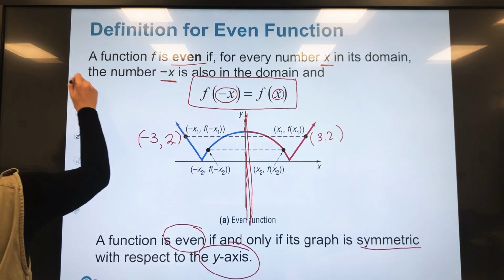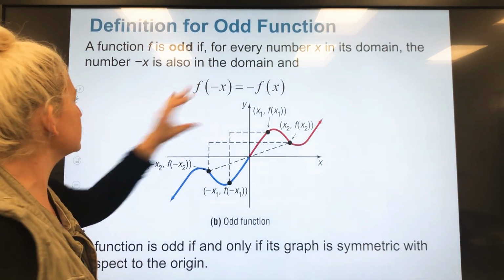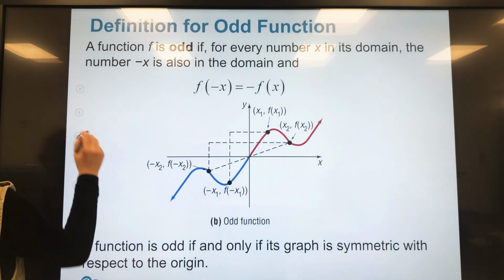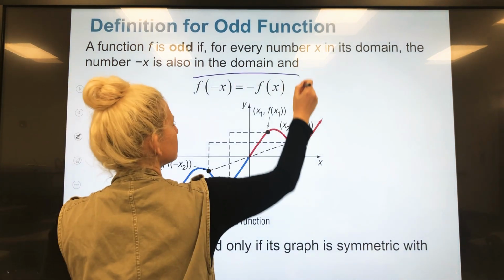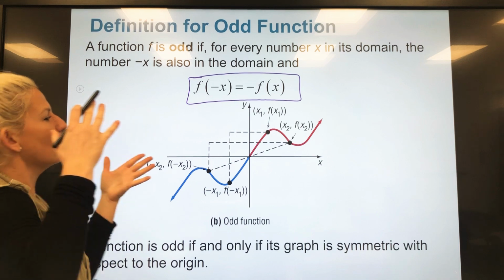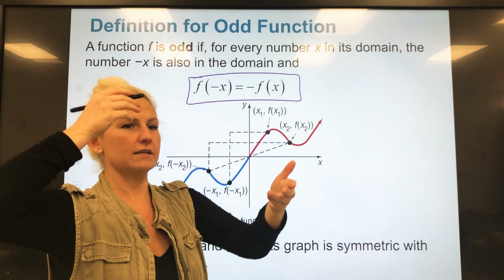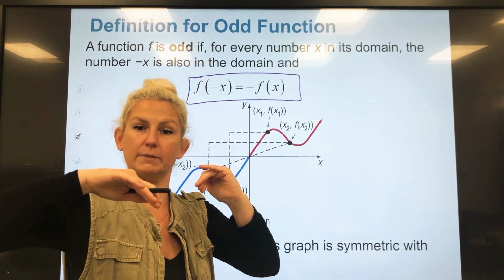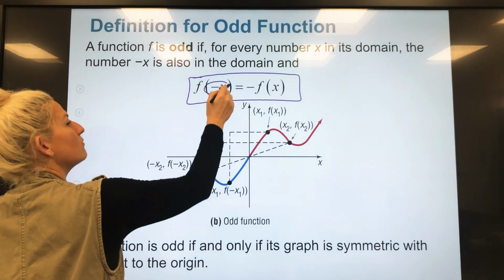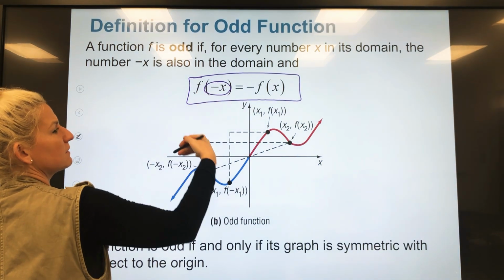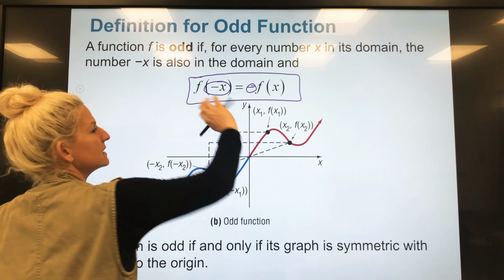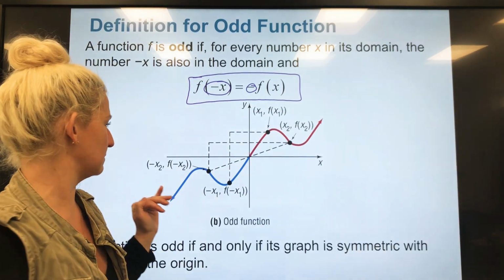Okay, so odd function. This is an odd function, all right? The definition, this is the definition here, right? This means when it's odd, it's kind of like the x's and y's are opposite. So what it means is if I have my negative x of the function, it's going to be opposite the entire function. So what do we mean by that?